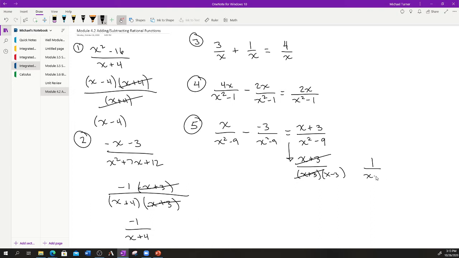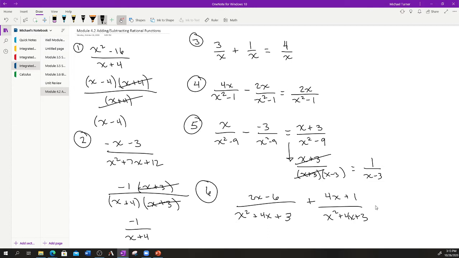So for most students, those aren't too bad. We'll do one more of these types. X squared plus 4x plus 3. And on the top, I'm going to put 2x minus 6. And on the second fraction, we'll do addition. 4x plus 1 over x squared plus 4x plus 3.